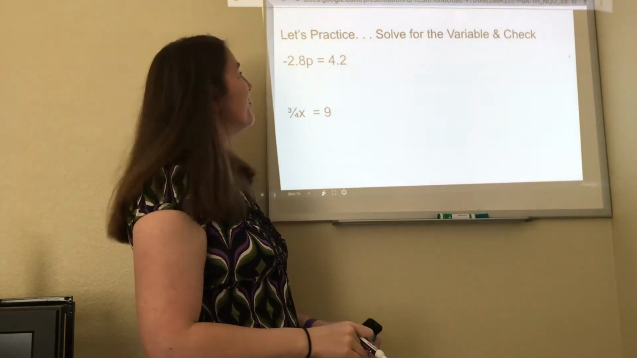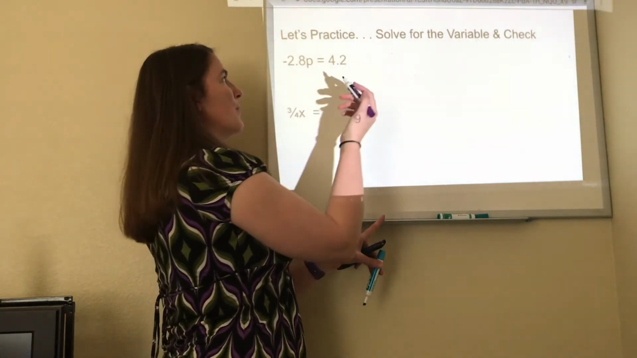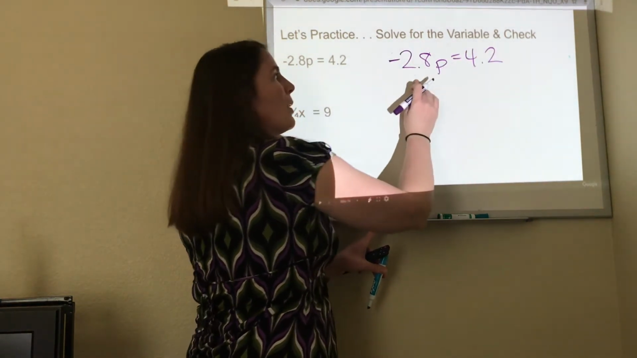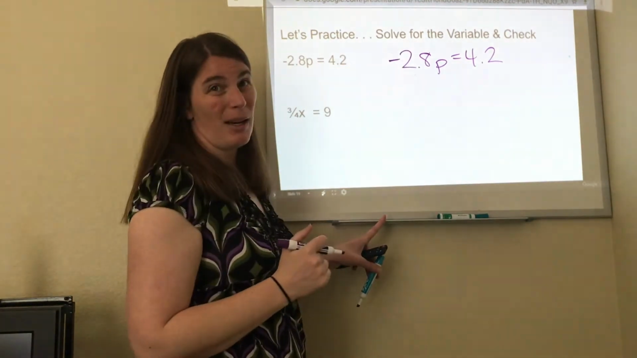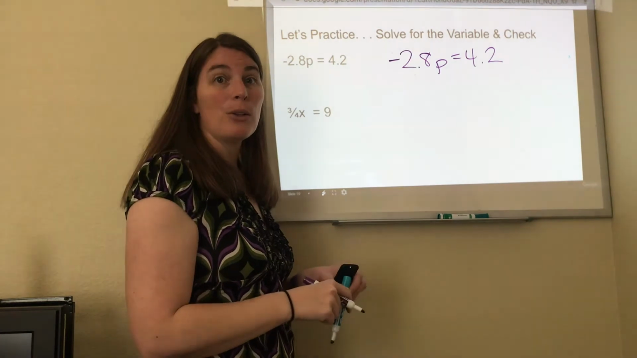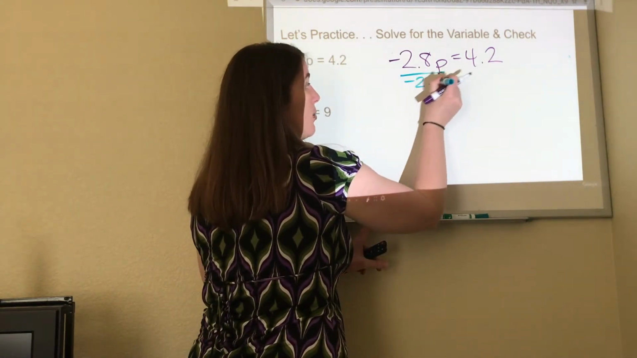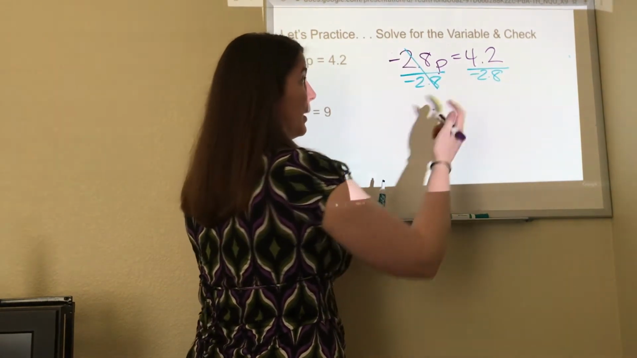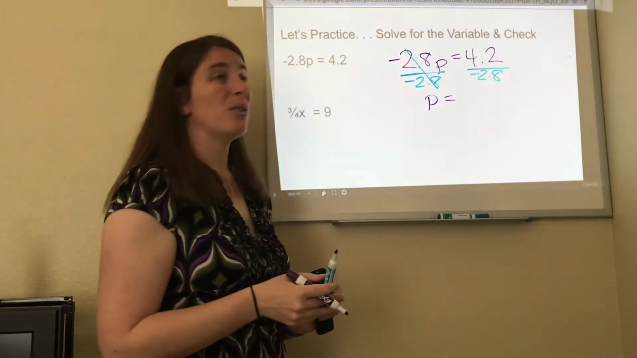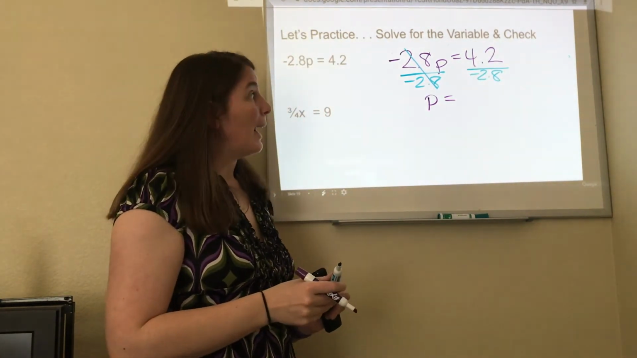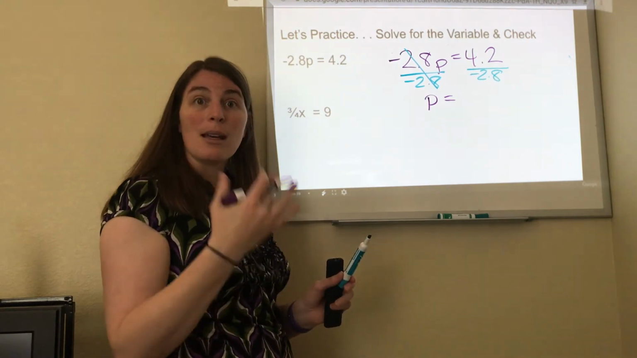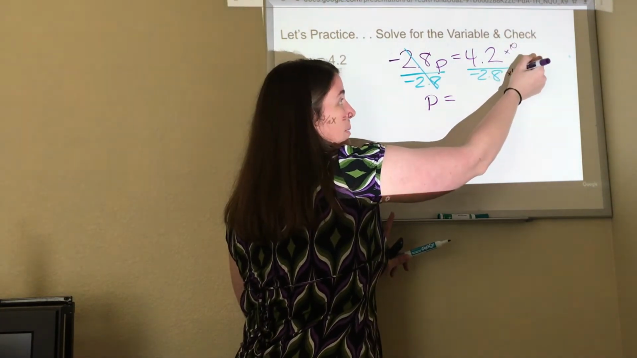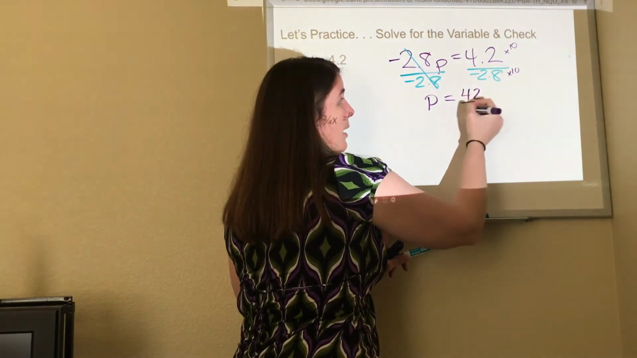Okay, let's look at these two. I have negative 2.8 times p equals 4.2. What's happening to my variable? It's being multiplied by a negative 2.8. So I'm going to undo that or use the inverse. So I'm going to divide by negative 2.8 on both sides. This would cancel out. I'm left with p. Again, I have a decimal divided by a decimal. I can multiply by 10 over 10 to get rid of the decimal. So let's go ahead and do that. So I'm going to multiply this by 10. Multiply this by 10. So I get 42 divided by negative 28.